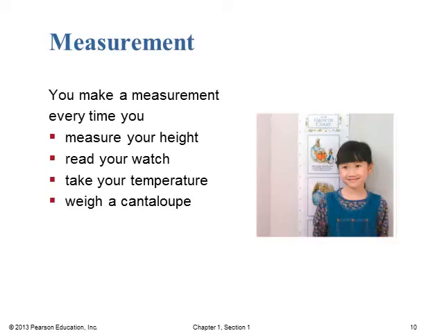So we use measurements every day. Especially if you are in the medical field, you will always have to use some type of volume measurement, or you have height measurements or weight measurements. And so we use lots of measurements in our everyday lives, and that also includes chemistry.